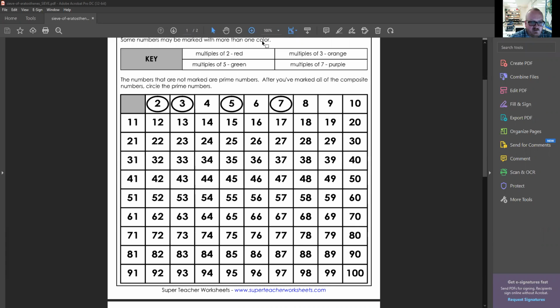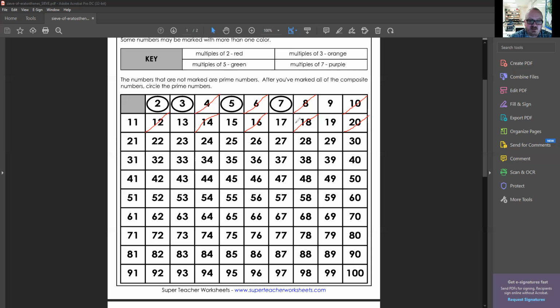We'll start with the multiples of 2, which it's telling us to use red. So I'm going to get my red marker out here. 2 is circled, but when I say multiples of 2, that means we're counting by 2s. Every time I get to a number when counting by 2s, I'm going to cross it off in red. So we have 2 first, and then 4, 6, 8, 10, 12, 14, 16, 18, 20.